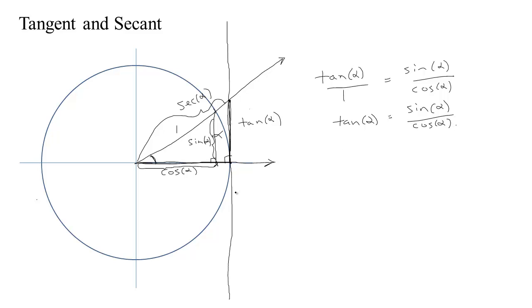We can do something similar for the secant. Let's look at the ratio of the hypotenuse to the horizontal. So for this big triangle, the hypotenuse is the secant of alpha, and the horizontal, that's that whole distance along the unit circle, so that's 1. That's equal to the ratio of, for the small triangle, the hypotenuse to the horizontal, which is 1 over the cosine of alpha. So the secant of alpha is actually 1 over the cosine of alpha.